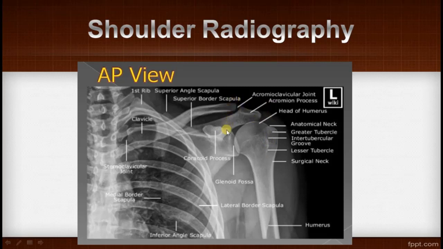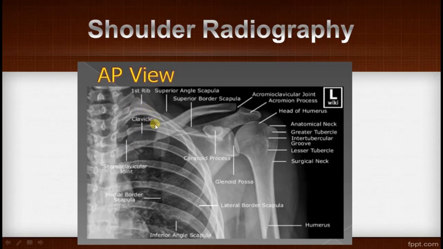Acromion process, glenoid fossa. This is the glenoid fossa articulating. See the size of the head and the size of the glenoid fossa. It is 3 times larger. Something projecting anteriorly is your coracoid process. And this is your acromion. Lateral end of clavicle forming the acromioclavicular joint. Medial end of clavicle, this is the manubrium sterni, forming the sternoclavicular joint.